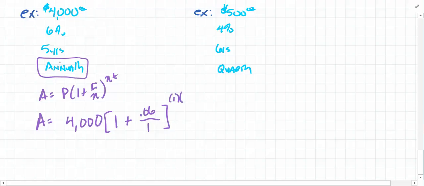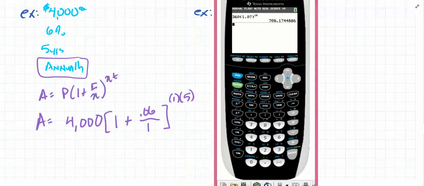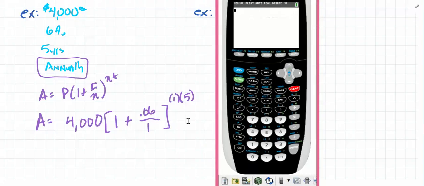Let me show you how to compute this in your calculator with the proper keystrokes. Take your calculator and put it to the side, and here's how you would do it. I'm going to type it in basically just how I see it. I'm going to go 4,000, and then parentheses, and 1 plus. Because I'm dividing by 1, I don't need a second set of parentheses, so I'm just going to say 0.06. And then my exponent, I can do 5 times 1 in my head, that's just 5.